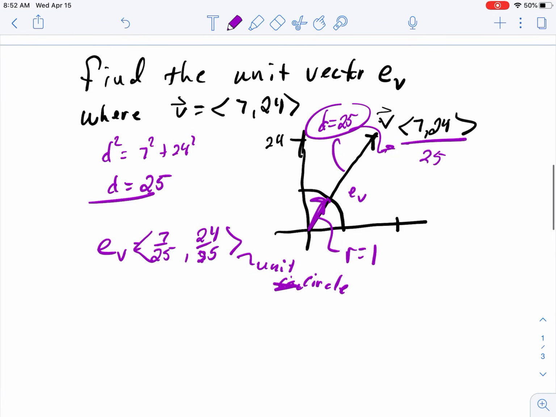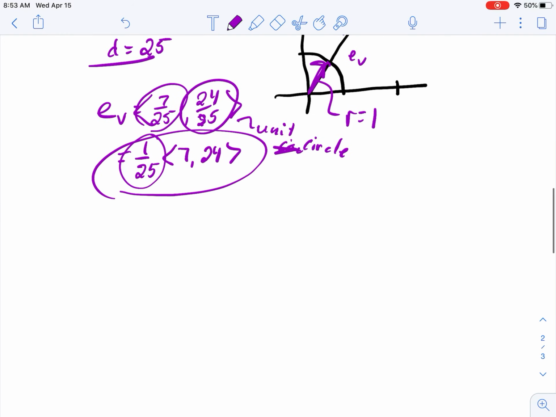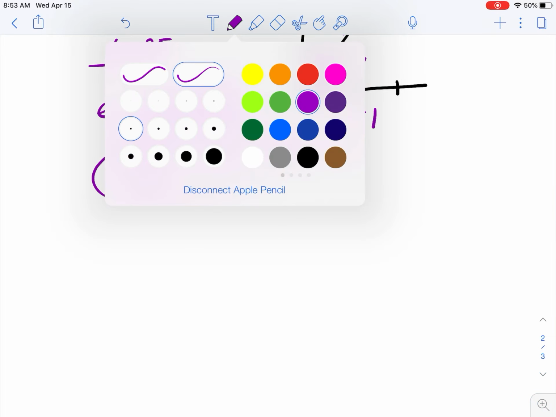Now sometimes, just to avoid fractions, you might see me do this, like 1 over 25 and then 7 and 24. And I just leave the magnitude out here just so I don't have to deal with two fractions. I just have the 1. Okay. Let's reword this a little bit.